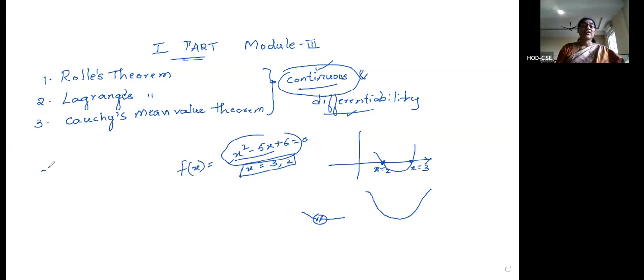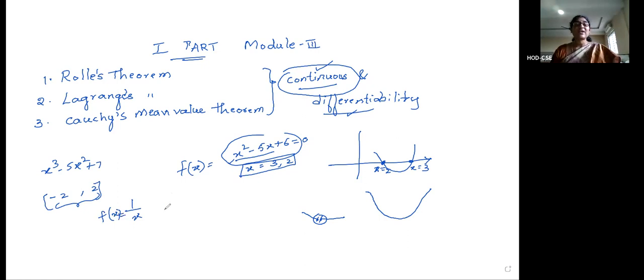Suppose I have x cube minus 5x square plus 7 as the curve I am referring to, taking it from -2 to 2. Between these two points, the curve should not be broken. Suppose I take a function like 1 by x. If I take the interval -1 to 1, you all know that at x equal to 0, this function is discontinuous, because it goes to infinity.